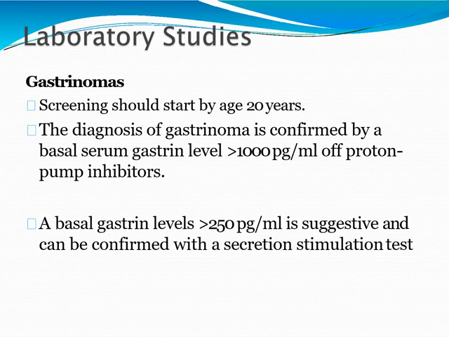Laboratory studies. To pick up gastrinomas, screening should be started by age 20 years, and the diagnosis of gastrinoma is confirmed by a basal serum gastrin level of more than 1000 picograms per ml. You have to switch off proton pump inhibitors before doing this test because they interfere with the gastrin levels. A basal gastrin level of more than 250 is suggestive and can be confirmed with the secretin stimulation test.